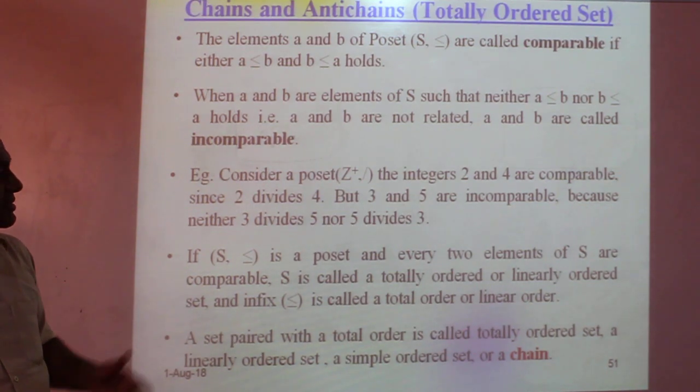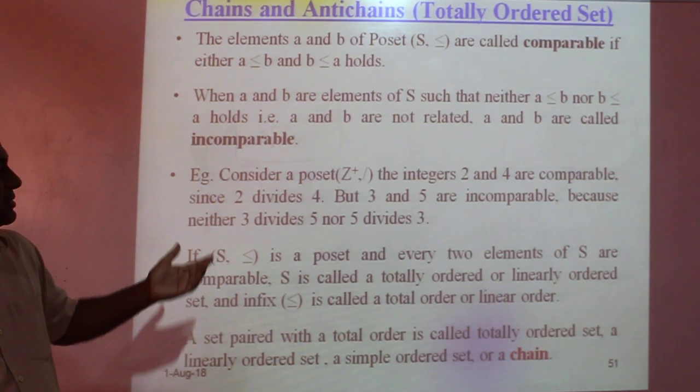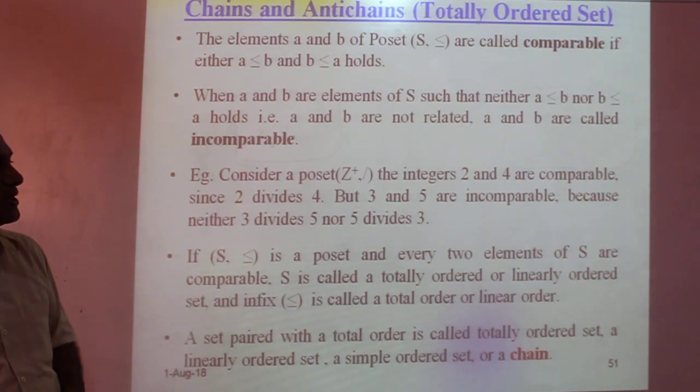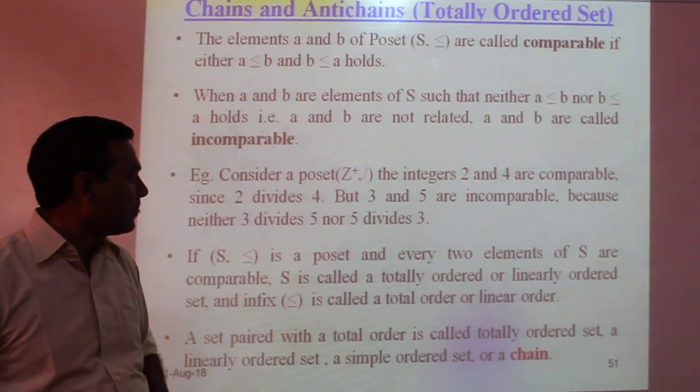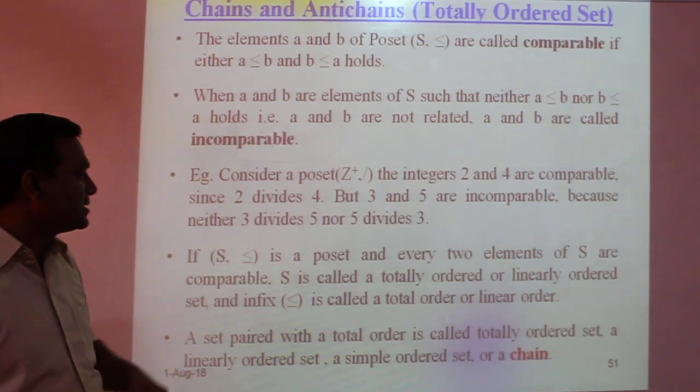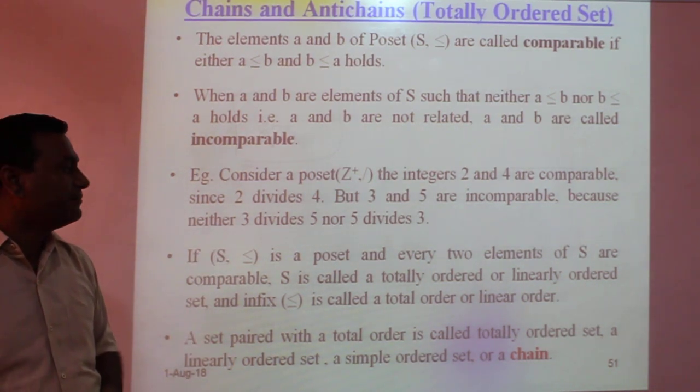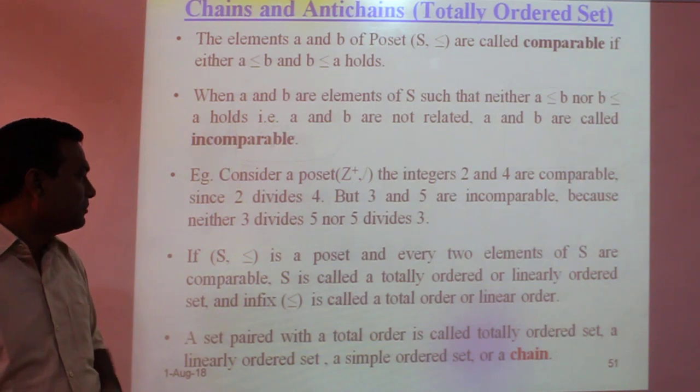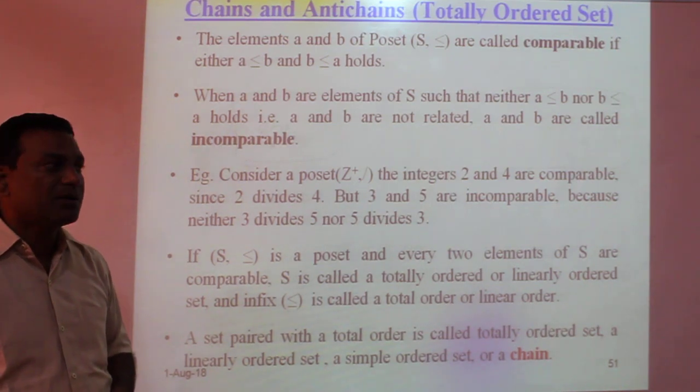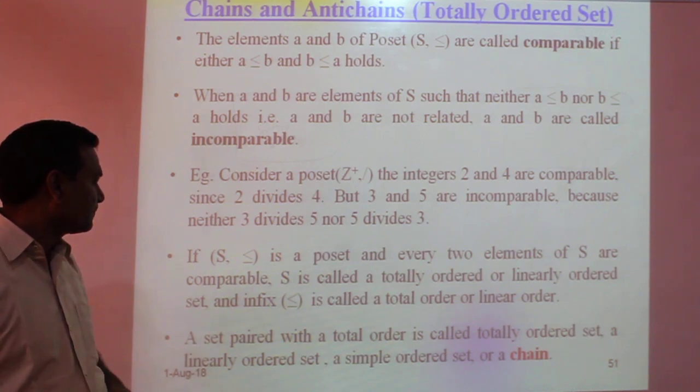For example, let us consider a coset. This is Z plus, the set of positive integers. The integers 2 and 4 are comparable since 2 divides 4, but 3 and 5 are incomparable because neither 3 divides 5 nor 5 divides 3.